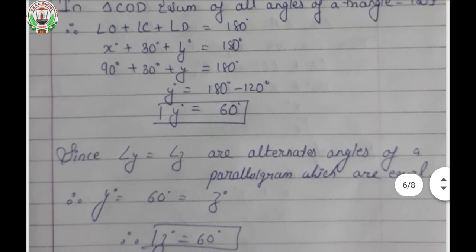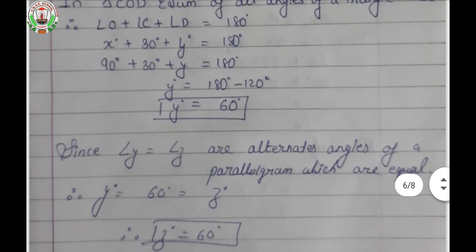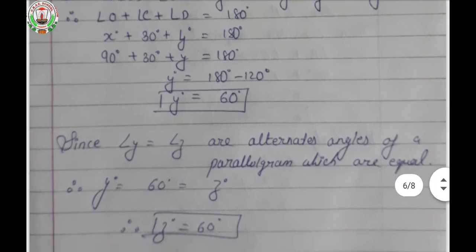Now, next part. Since angle Y is equal to angle Z, why is it so? Because alternate angles of a parallelogram are equal. That's why angle Y will be equal to angle Z. Therefore, what is the value of angle Y we have? 60 degrees. Then it will become the Z value also. Due to the property of a parallelogram, angle Y will be equal to angle Z is equal to 60 degrees.